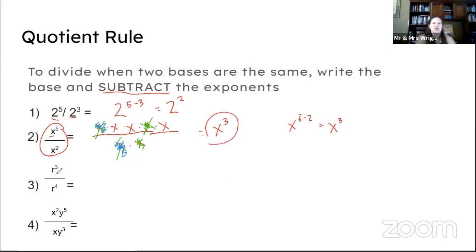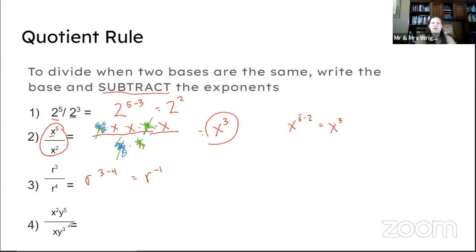All right, so let's look at r. We have r to the 3rd power and r to the 4th power. These are the same base, so I'm going to write the base, and I'm going to subtract the exponents, 3 minus 4. So this is r to the -1 power. Now we're going to get into negative exponents in a little bit, so put a pause button right there in your mind for that.